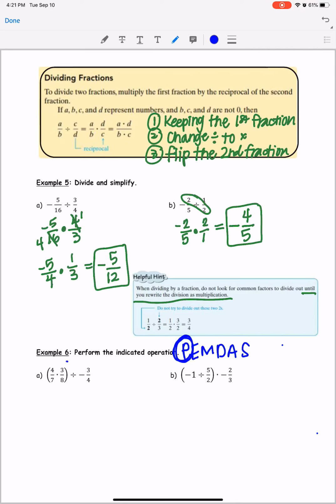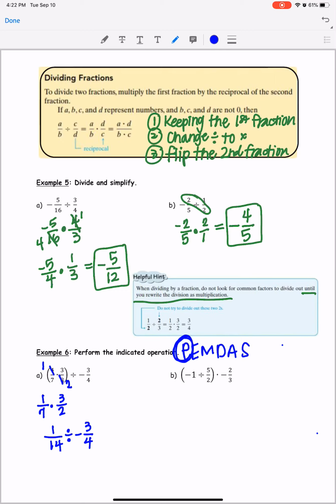So on this portion here, look if you can cross-reduce. Can't cross-reduce 7 and 3. Those are both prime numbers. But this way with 4 and 8, we can divide both of those by 4. So 4 divided by 4 is 1. 8 divided by 4 is 2. So I have 1 over 7 times 3 over 2. Multiply straight across, we get 1 times 3. And we get 2 times 7 to get 14. So then bring down your divide by negative 3 over 4.